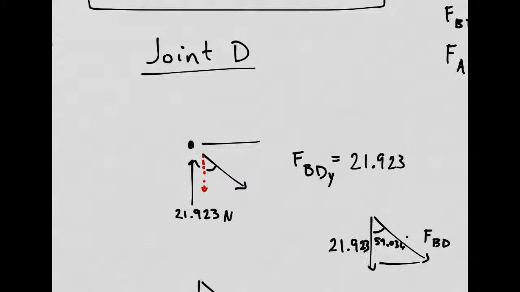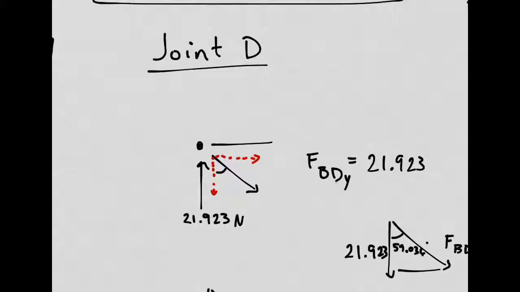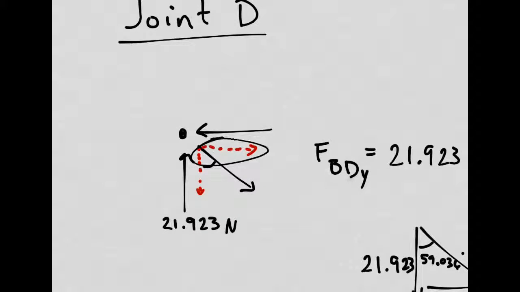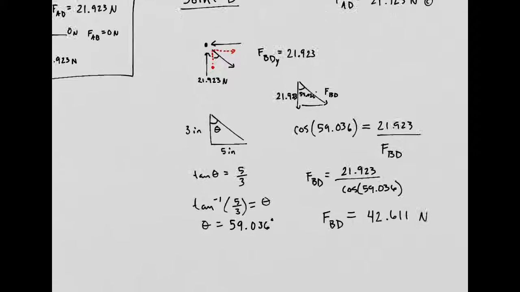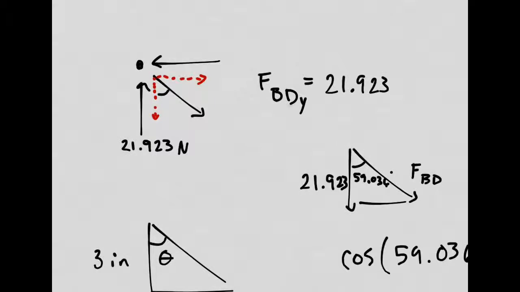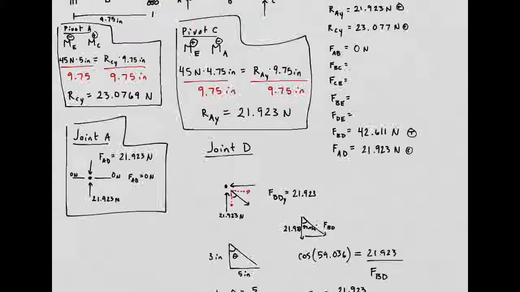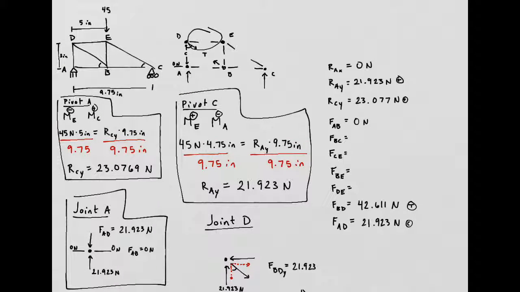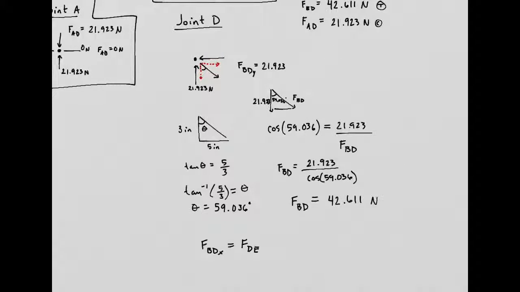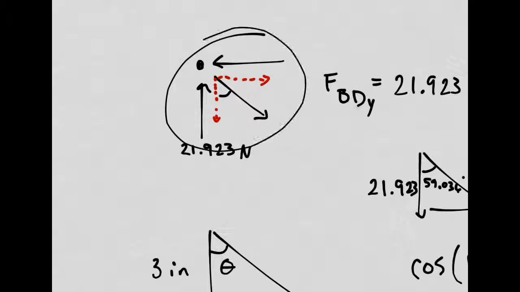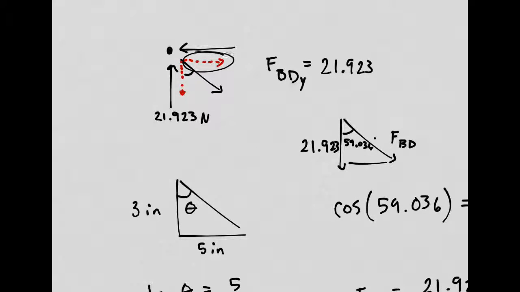But look at this. We have an x component pointing that way, so that means this must be pointing that way, and this has to be the same because they're the only two x direction forces. So I know that FBDX has to equal, what is this? FDE. So I'll write that. I know that just from my free body diagram right here. So let's just find that.